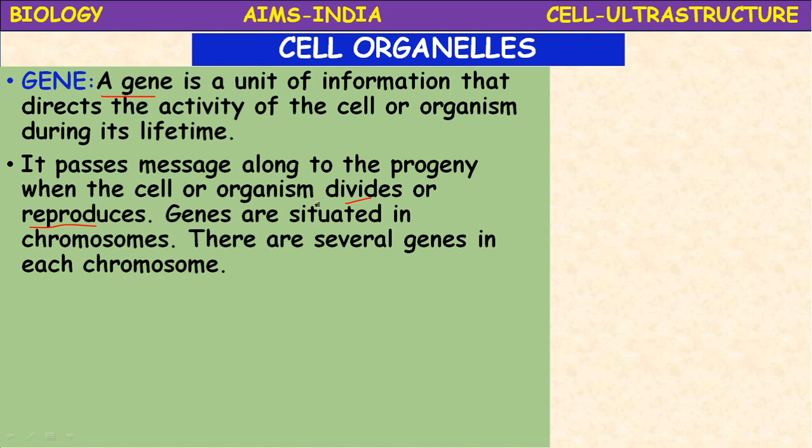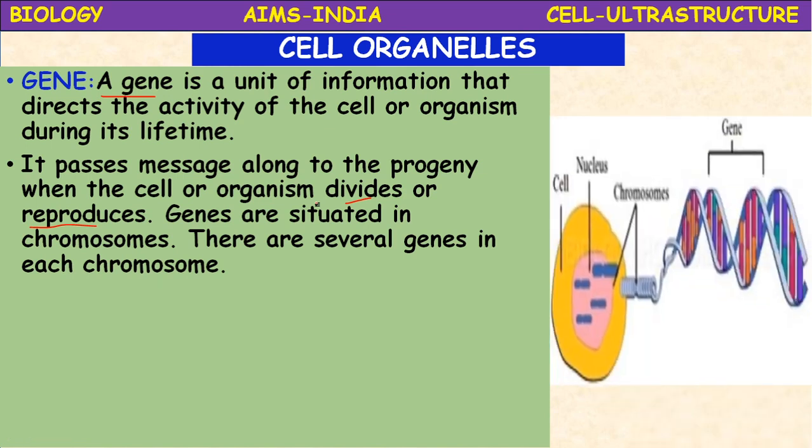Progeny means the children. Genes are situated in the chromosomes. There are several genes in each chromosome. Each chromosome is composed of several genes. Each gene represents a specific character. So like this, this is the cell containing the nucleus, the nucleus containing the chromosomes. Chromosomes are made up of DNA. The unit of DNA or heredity, the functional unit of the chromosome, is called a gene.